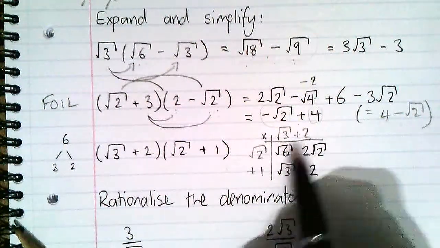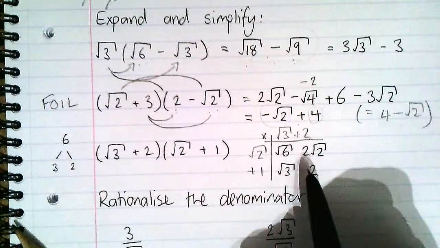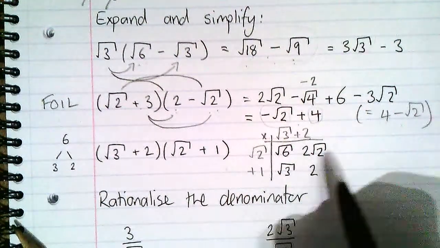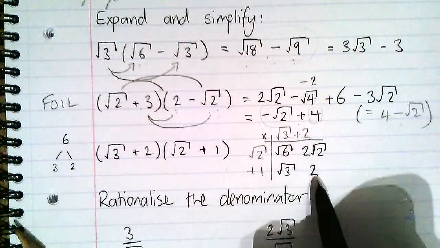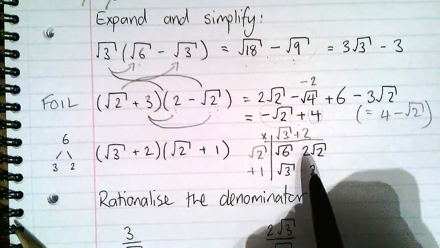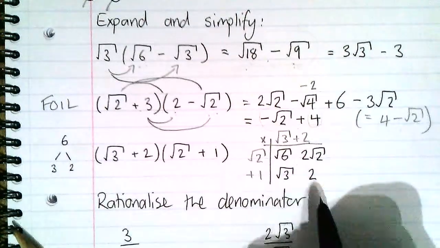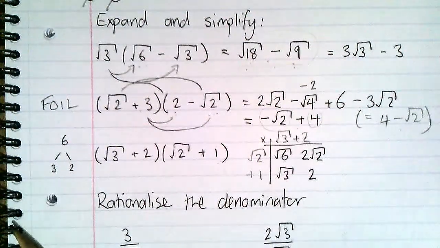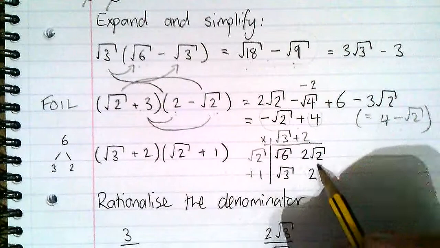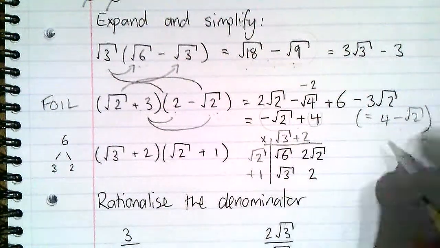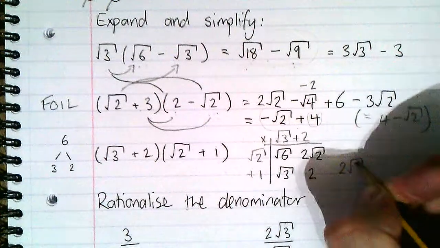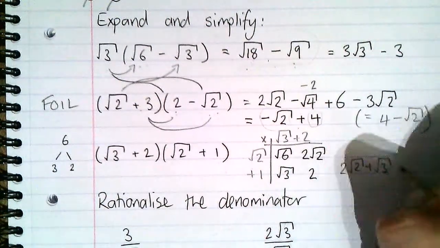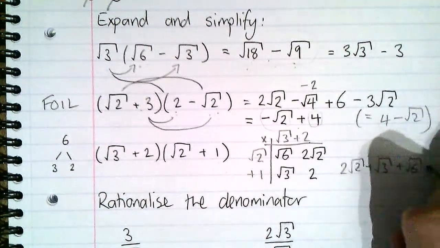So what that means is that I can't combine any of these together in any kind of meaningful way. Imagine this is like 2x, y, z, and a 2. You couldn't combine the x, y, and z in that situation, and it's the same thing here. You can't combine the square root of 2, square root of 3, and the square root of 6 together either. So we've got, and I'm going to write this as, 2 square root of 2 plus the square root of 3 plus the square root of 6 plus 2.